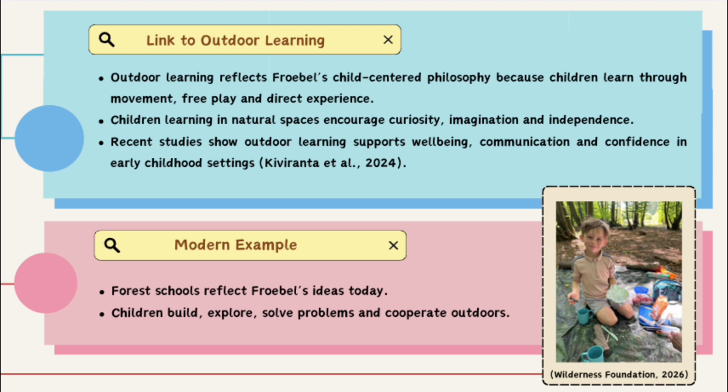Outdoor learning reflects Froebel's child-centered philosophy because children learn through movement, free play, and direct experience. Nature space helps children become more interested, creative, and independent. For example, a modern example is forest schools, where children explore, build, solve problems, and work together outdoors. This shows that these ideas are still relevant today.